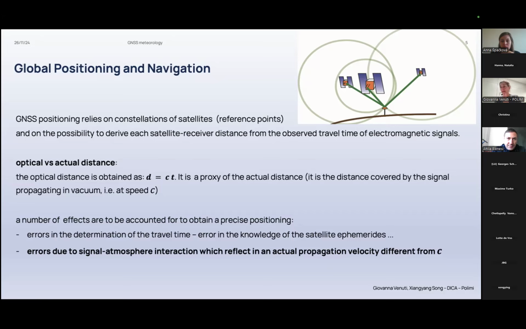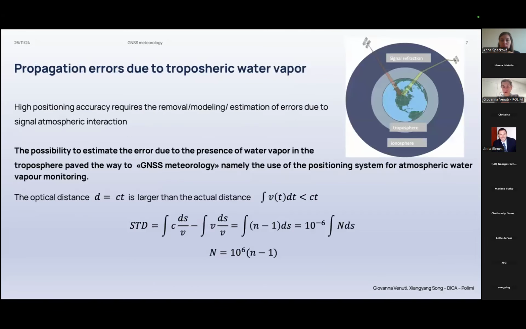Well, this distance is not, let's say, the geometric distance between the satellite and the receiver, because as a matter of fact, the signal is not propagating in vacuum. It is interacting with the Earth's atmosphere, and the effect of this interaction is a change in the propagation velocity. So we have to account for this change in the processing of our GNSS observations if we want to get accurate positioning.